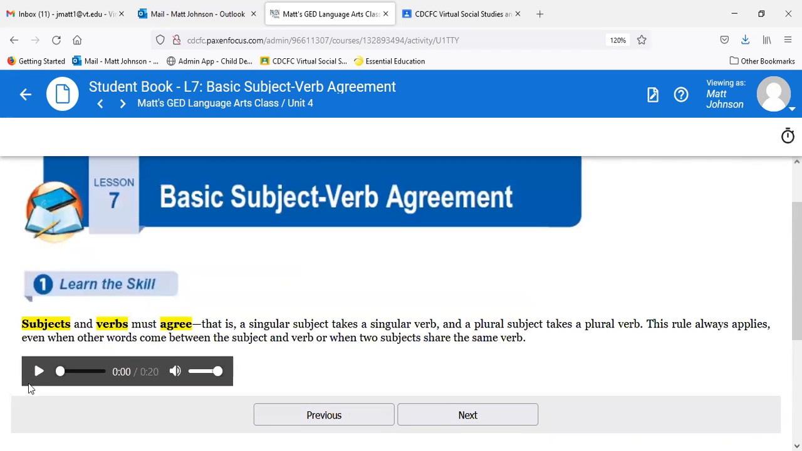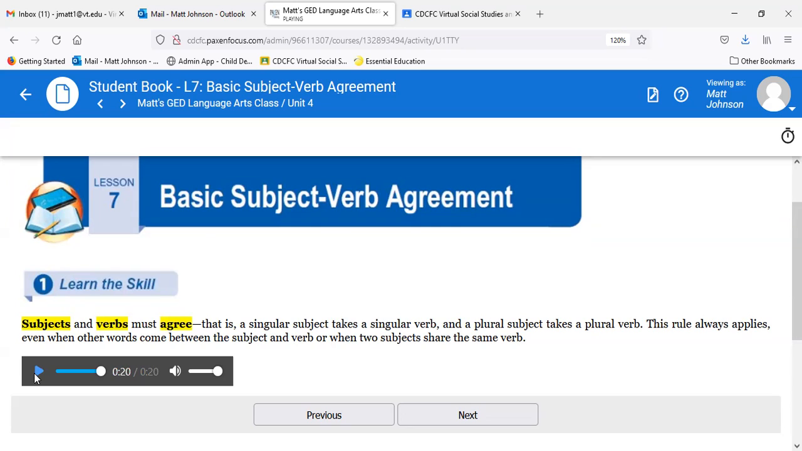And we've got a little short audio. Subjects and verbs must agree. That is, a singular subject takes a singular verb, and a plural subject takes a plural verb. This rule always applies, even when other words come between the subject and verb, or when two subjects share the same verb.